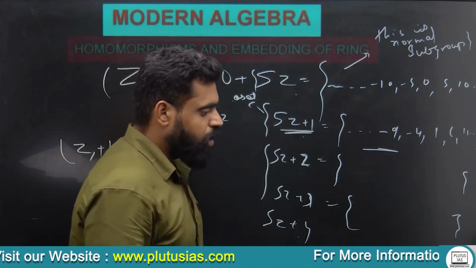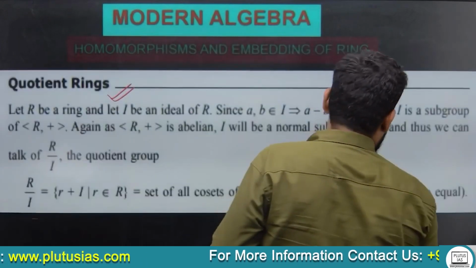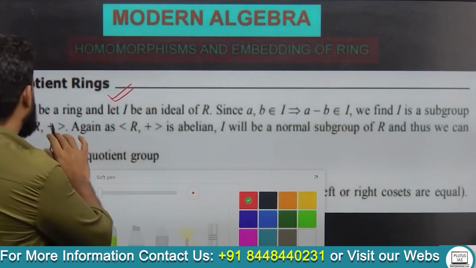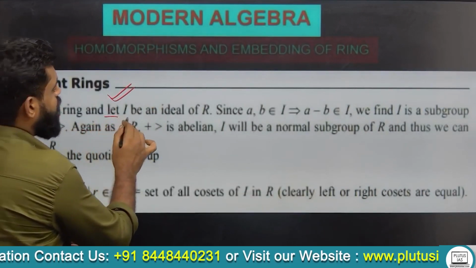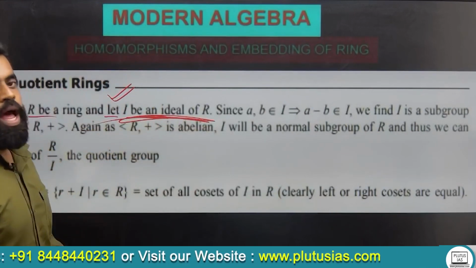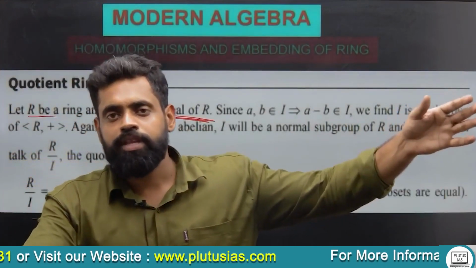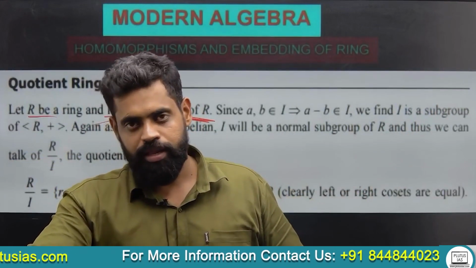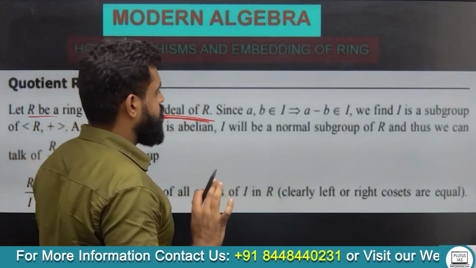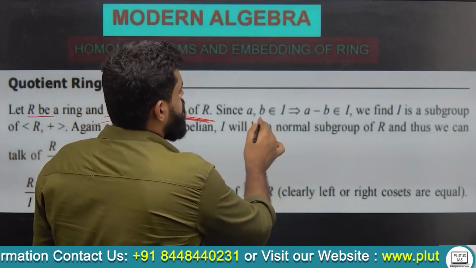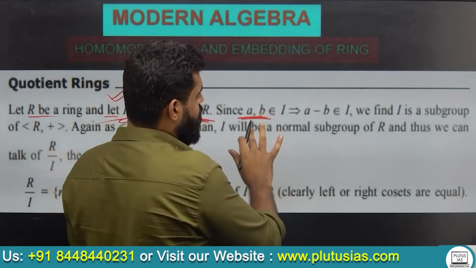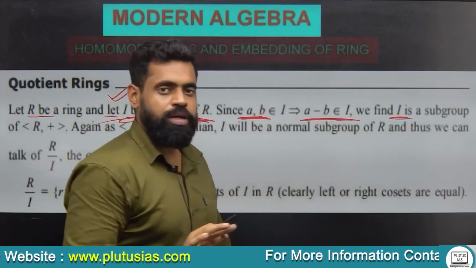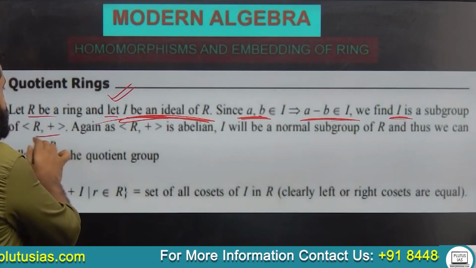Okay, so now let's get to what today we have to study. Okay, now it says that let R be a ring and let I be an ideal. Okay, so the way a normal subgroup behaves in the case of a group, similarly I, the ideal, behaves in the case of a ring. Okay, let I be an ideal. Since I is an ideal, by the basic definition of ideal, if a, b belong to I, then a minus b belongs to I. We find that I is a subgroup of R under addition.